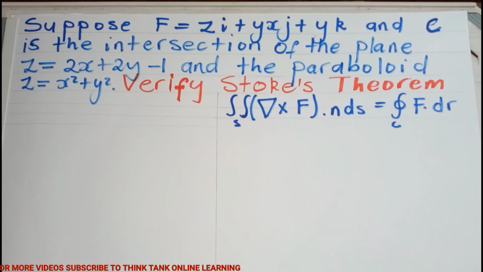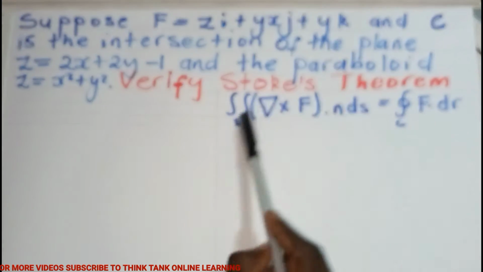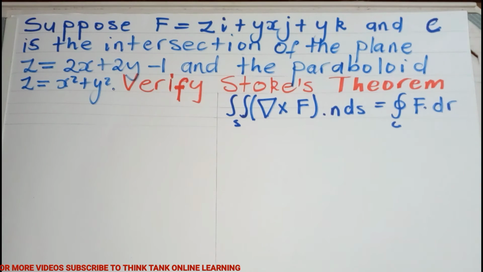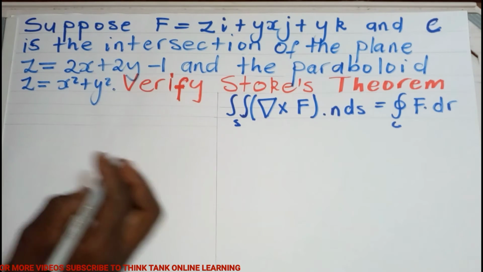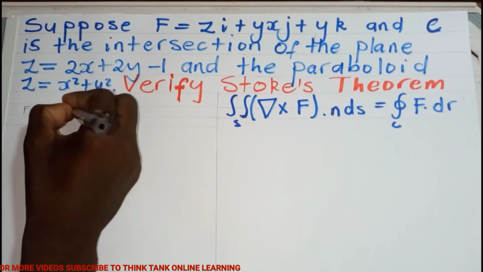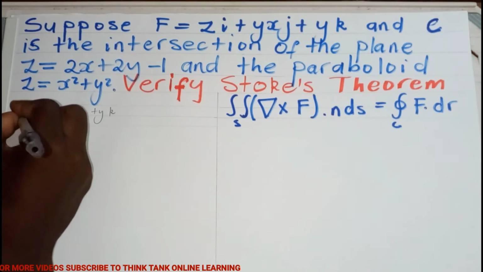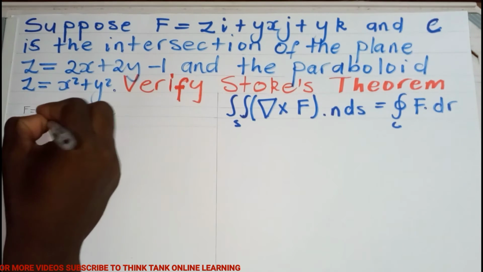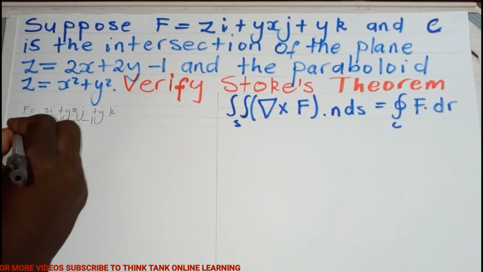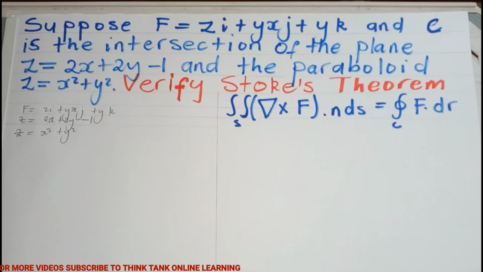So I'm going to do the Stokes' theorem side first, then I'm going to do the line integral after. Okay, so we have our equations. F is equal to zi + yx j + yk. Then we have z = 2x + 2y - 1, and z = x² + y².